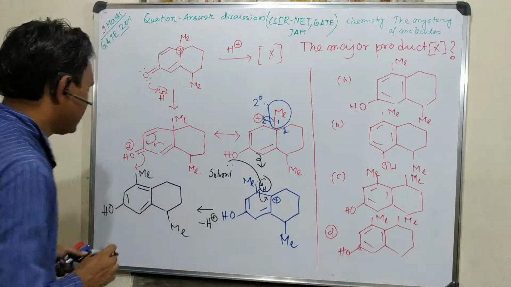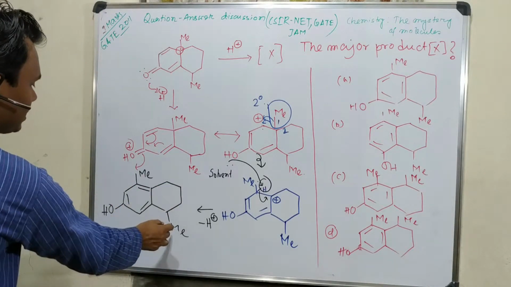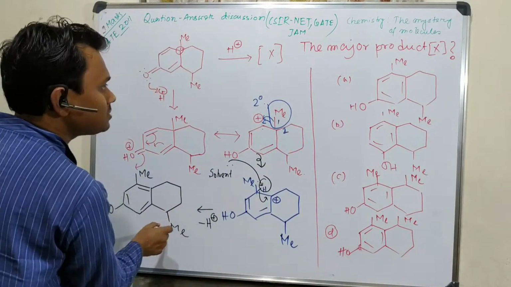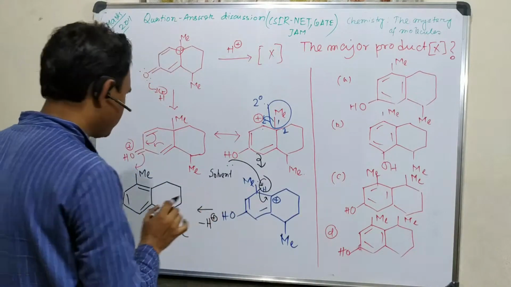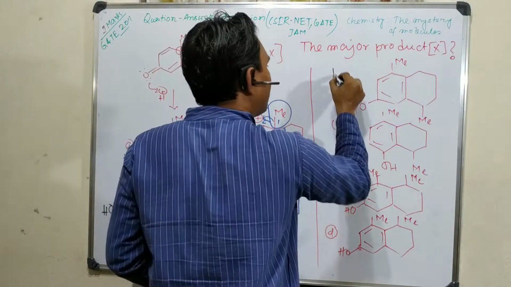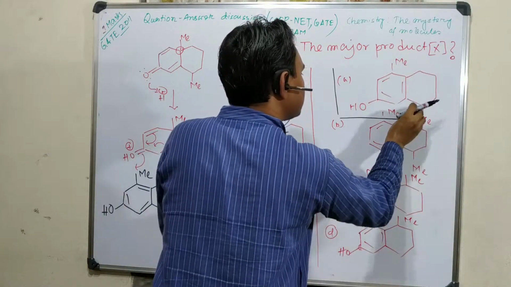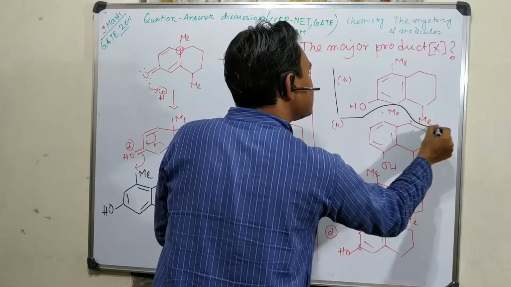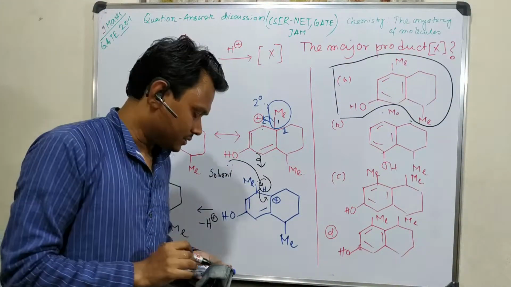Okay. Now let's check which option is matching with this. Methyl and this methyl, this phenolic and methyl 1,3, and this methyl and D. This is it. The rest are not. So the answer of the question is this. Okay, I guess you have understood.